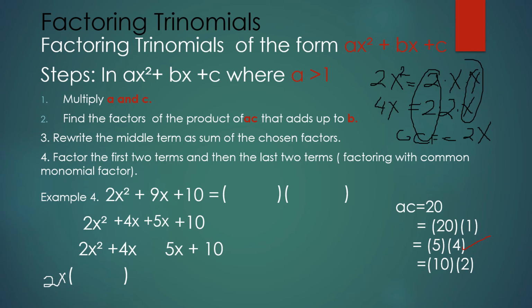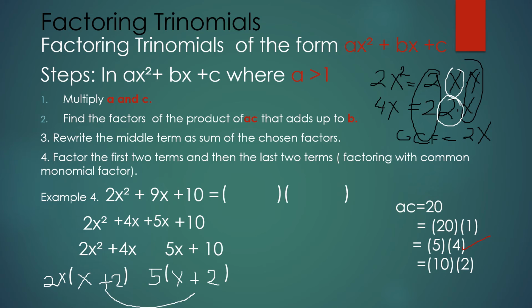So what are we going to put inside? The remaining factor of 2x squared, and that is x. And then plus the remaining factor of 4x, and that is 2. So plus 2. Okay, so let's proceed to the next group. That is 5x plus 10. So it's easy. For 5 and 10, we know that the common factor is 5. So 5. And what is the remaining for 5? Should be x. And the remaining for 10 is 5 times 2. That is 10. So that is 2.